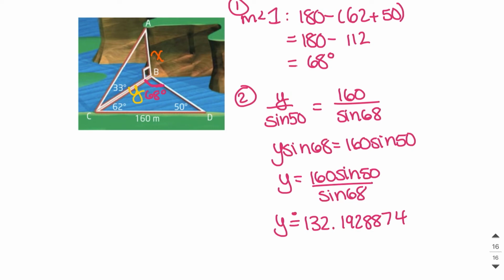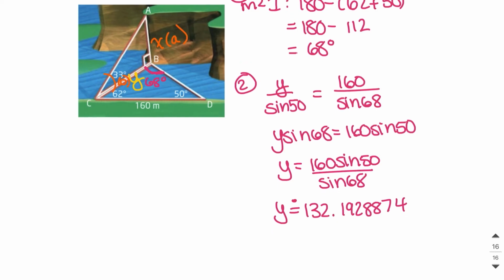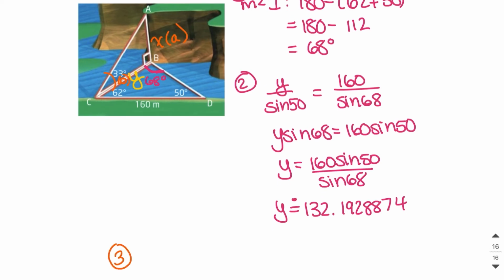So now we are going to use this right triangle right here to help us solve for x. So we're given angle 33 degrees. We know the y is the opposite. We know the x is the adjacent. So step number 3 is to use tangent because that's the ratio that uses opposite and adjacent. So I'm going to say the tangent of 33 is equal to x over y.